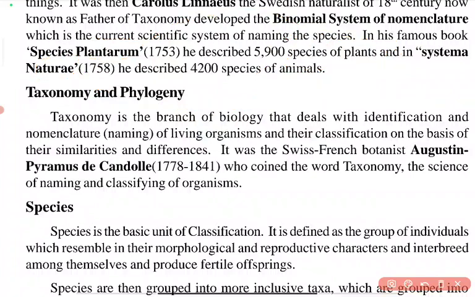The Species Plantarum is a description of what? It is the description of plants, species of plants. About 5,900 species of plant were discussed in this book. And Systema Naturae is for species of animals, and about 4,200 animal species are given in this book. Hope you understand this.